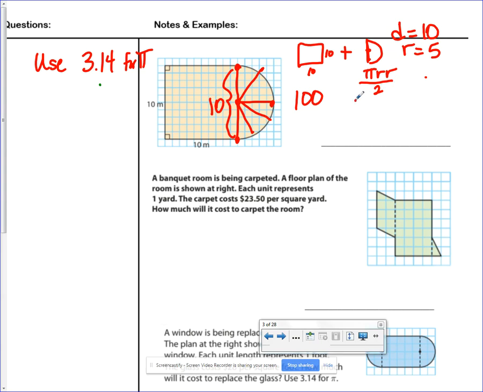I have to take 3.14 times my radius times the radius again. And then I'm dividing by 2 because I only have half of this circle. All right. When you get that value, which is somewhere 39 something, then add them together to get your final area of the whole thing.